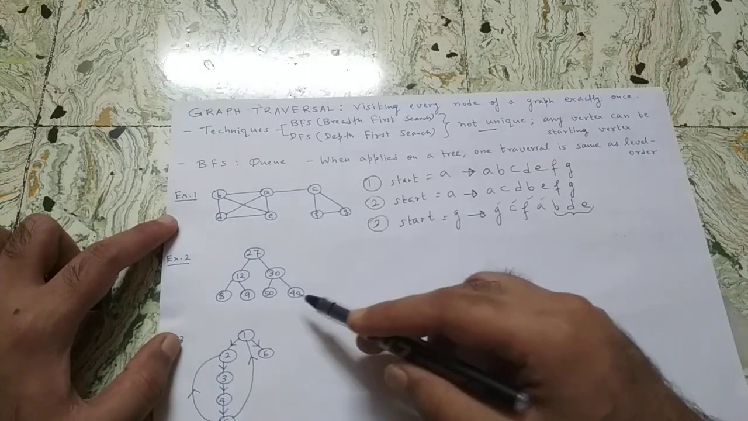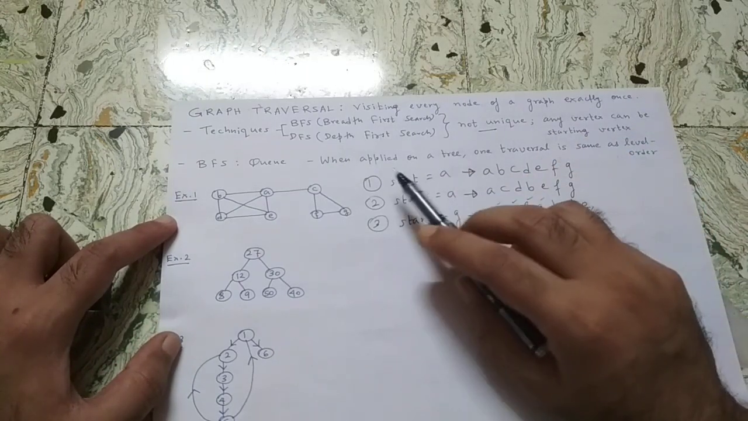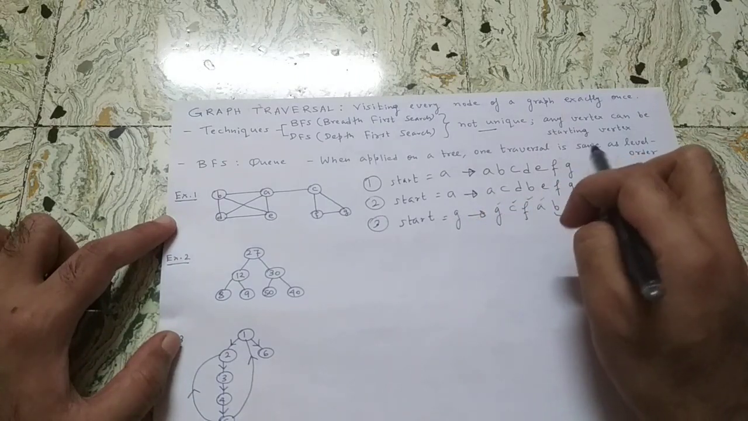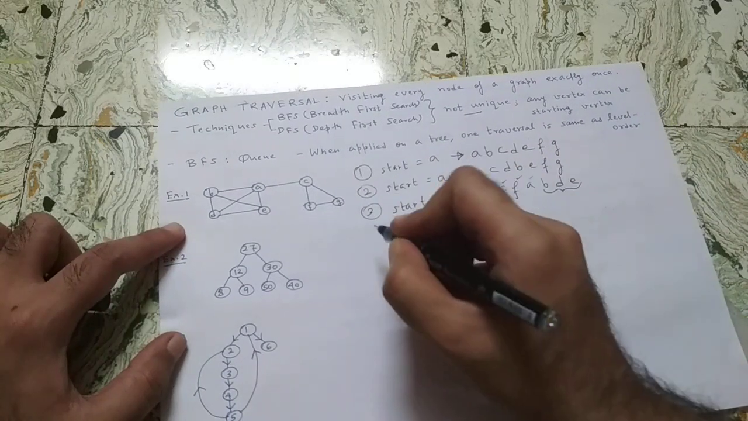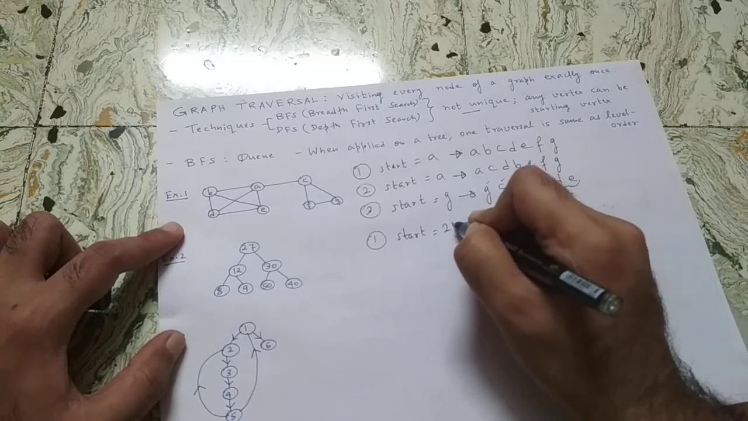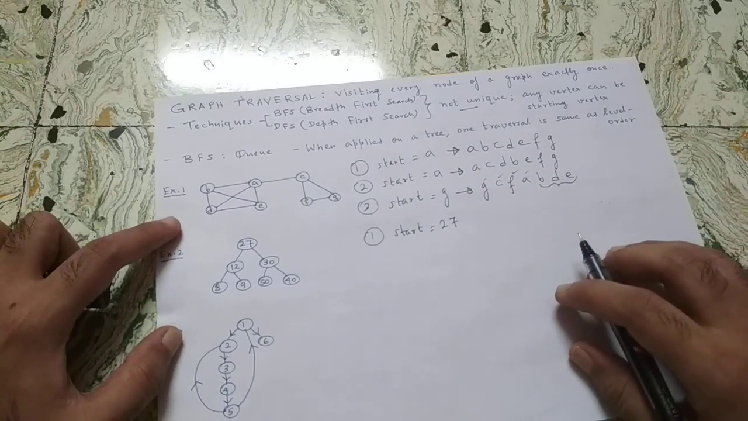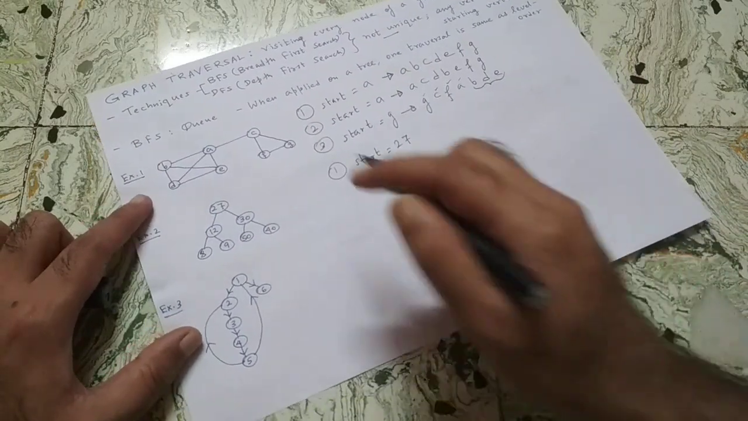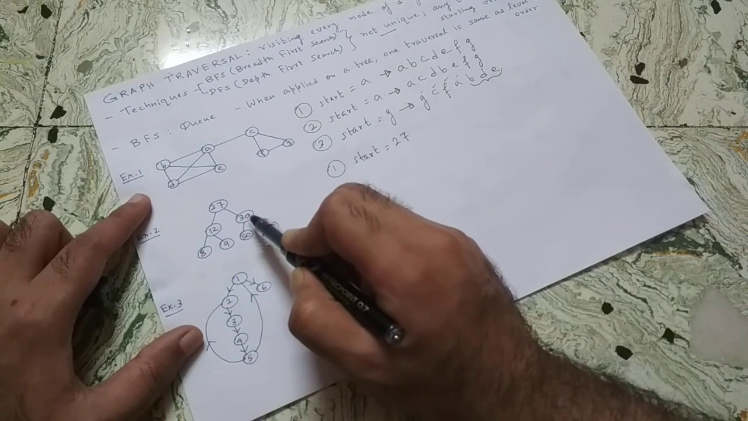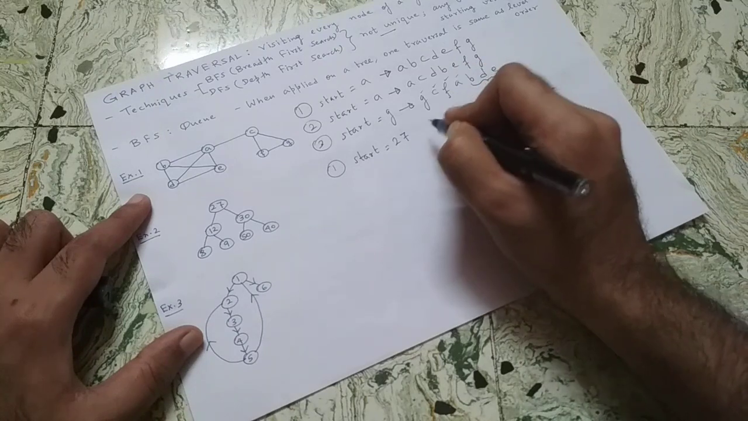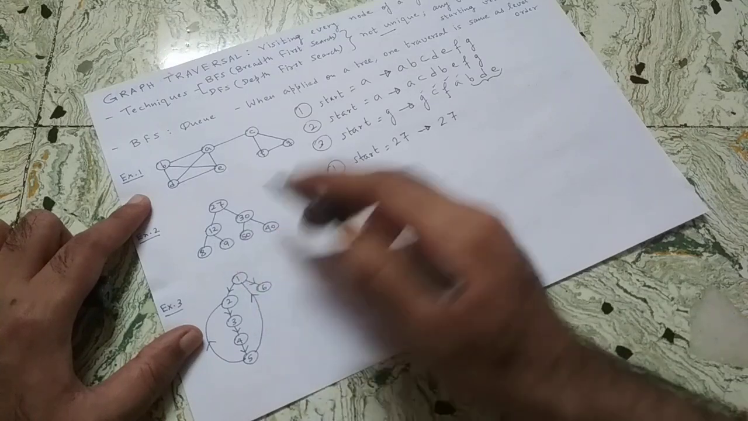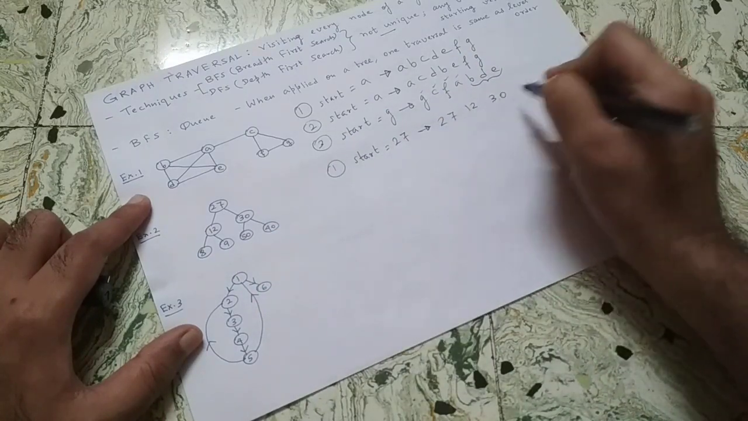Okay, now let's look at example number 2. Like I mentioned, when applied on a tree, one of the BFS traversals will be the same as level order. I'll show you that here. So in my first case, I'll assume my starting node to be 27. If my starting node is 27, I'll first visit the adjacent vertices of 27. What are the adjacent vertices? 12 and 30. So I'll first visit my starting node, which is 27, followed by its adjacent vertices, 12 and 30. So I'll visit 12 and then I'll visit 30.